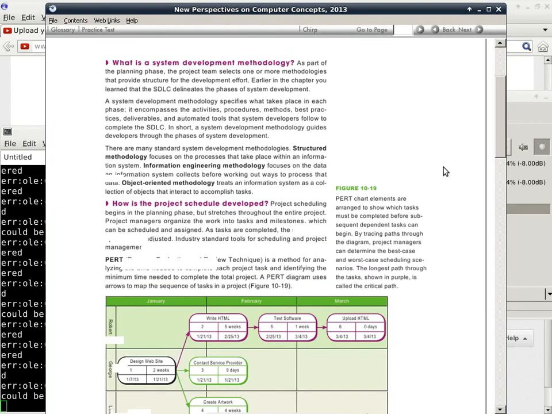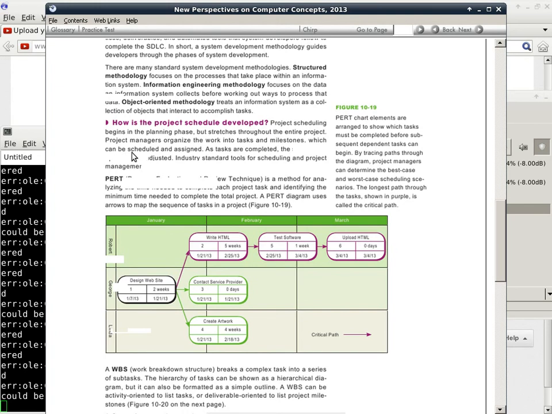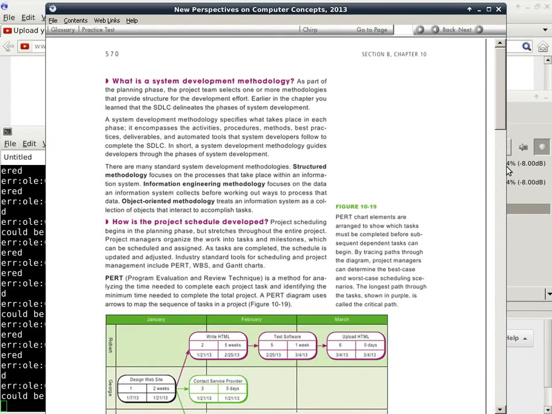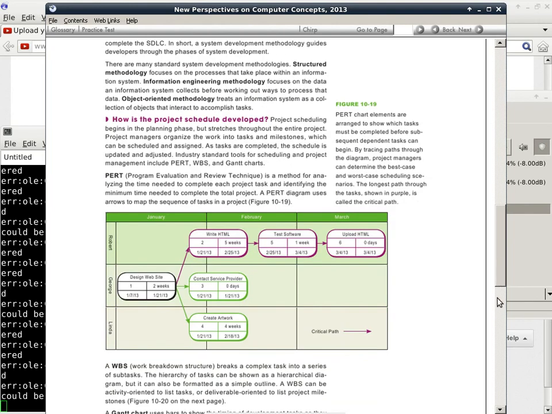All right. So now we talk about project scheduling, which is very exciting. Not really exciting. It's not exciting, but it is something that is important. We have program evaluation and review technique, which is a method of analyzing the time needed to complete each project task, and so on and so forth.